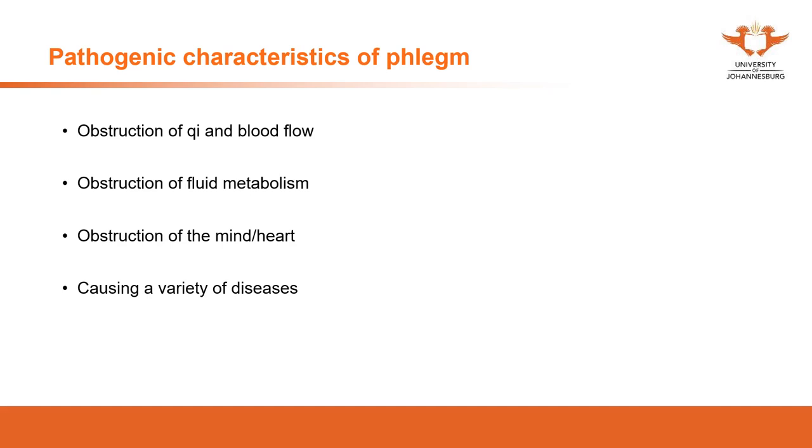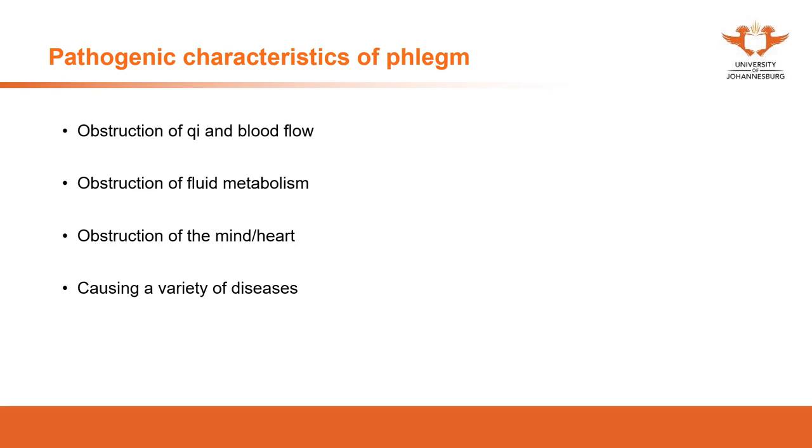Phlegm is also very easy to obstruct the mind or the heart. This refers to the heart or the heart mind. The symptoms of this are unconsciousness. If the patient feels headache or fatigue, or even worse, unconsciousness or madness or mental disorder, then in Chinese medicine and acupuncture theories, we think that the reason for this kind of symptoms is due to the obstruction of phlegm in the heart.